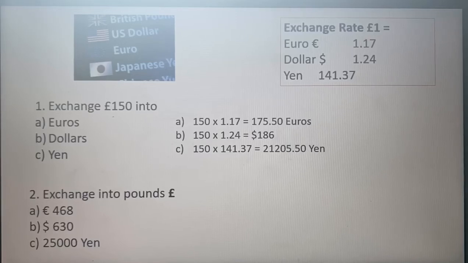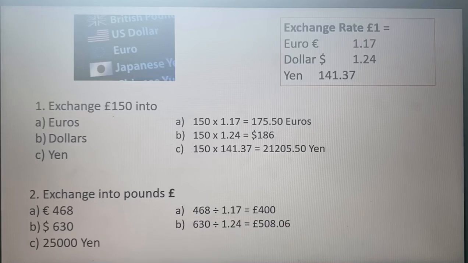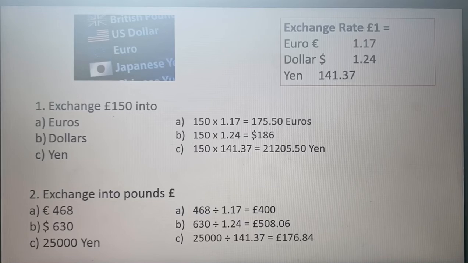So for our 468 euros, we're this time going to divide by that exchange rate, divide by 1.17, and that gives us around £400. For the $630, we go to our dollar exchange rate and it's 1.24, so dividing by that gives us £508.06 to the nearest penny. And our 25,000 yen, dividing by 141.37, again to the nearest penny, gives us £176.84.